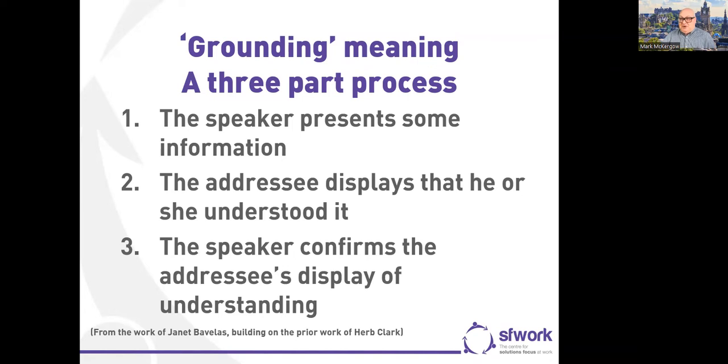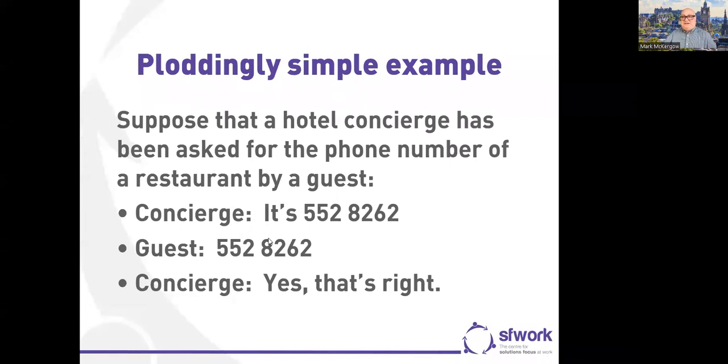And this happens in all sorts of complex ways, but let's look at a very simple example to start with. This is ploddingly simple, as I say in the book. A hotel concierge has been asked for the phone number of a restaurant by a guest. And the concierge says, it's 552-8262. And the guest says, perhaps writing it down, 552-8262. And the concierge says, yes, that's right. The three parts in action: presenting the information, accepting the information, and then confirmation of the acceptance. Now, that's ploddingly simple. And it actually happens in real life in much more subtle ways than that.